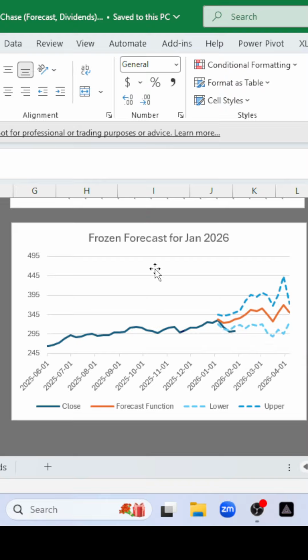Okay, but anyway, as always, of course, you know, the ETS is not optimized for stocks, so take this data with a grain of salt.